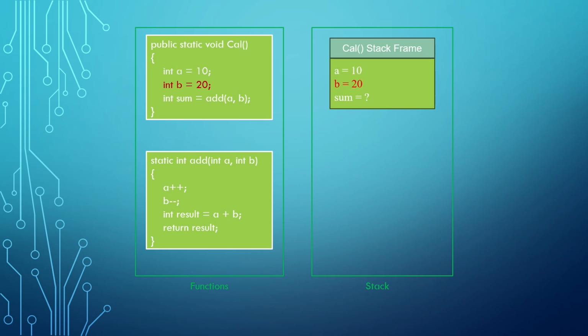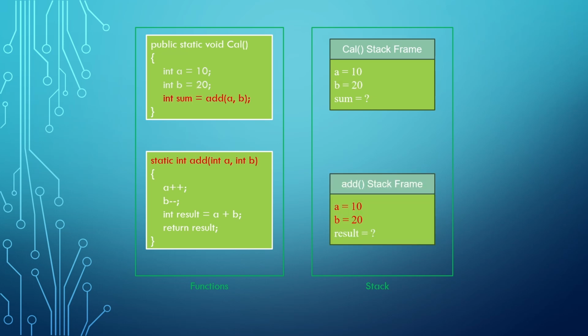Next, the variable b gets the value 20. Now both a and b are stored in the cal stack frame. This line calls the add method. When a method is called, Java creates a new stack frame for add on top of the stack. The values of a and b are copied into the add method. These are new variables, separate from the ones in cal.